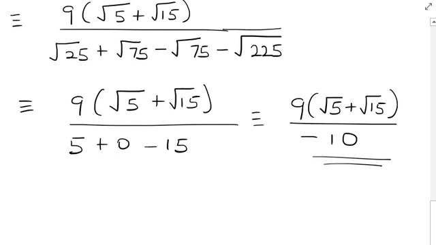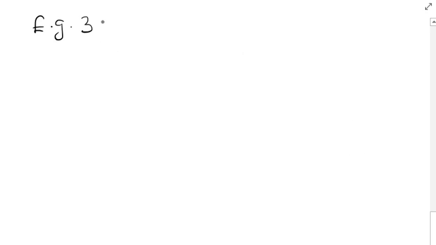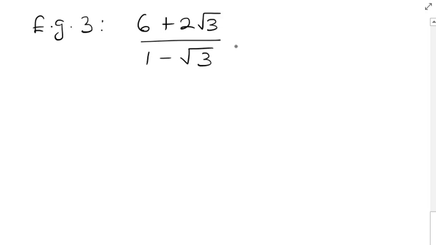Let's look at one more example. Example 3. So we're given this expression. So the conjugate of this denominator will be 1 plus root 3. So we multiply each by 1 plus root 3. That's the numerator by 1 plus root 3 and the denominator by 1 plus root 3.